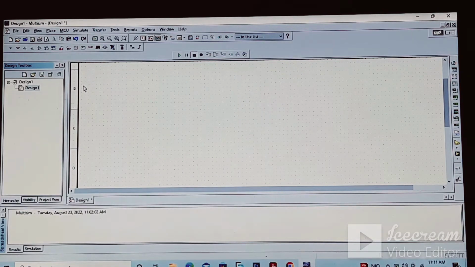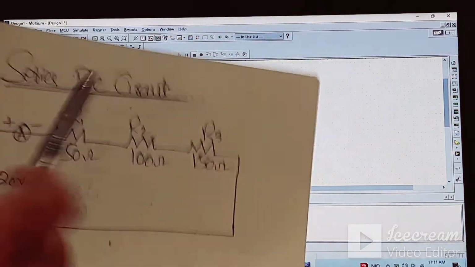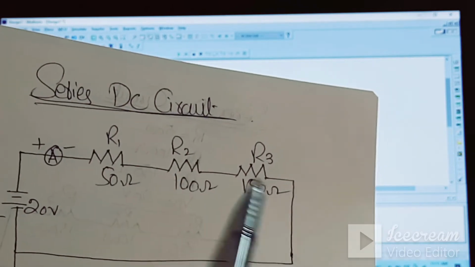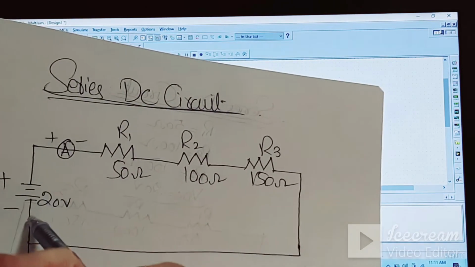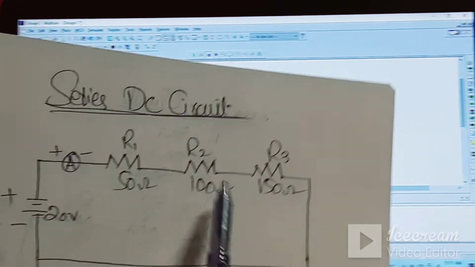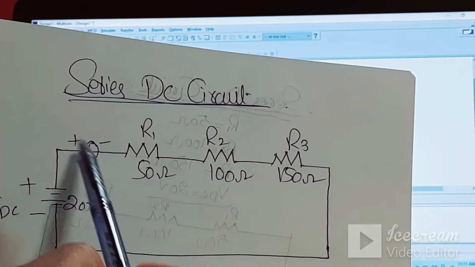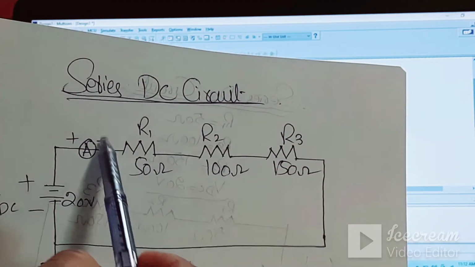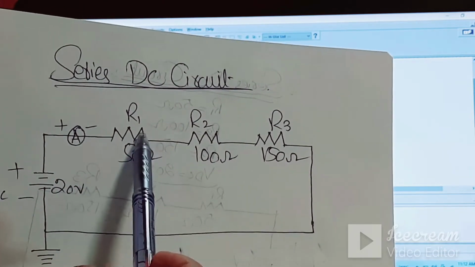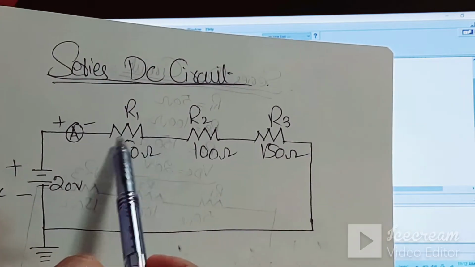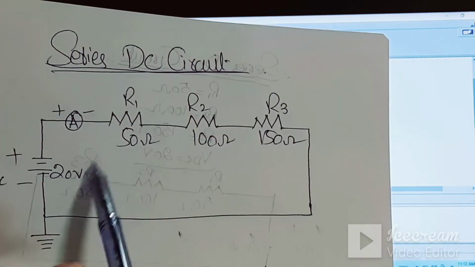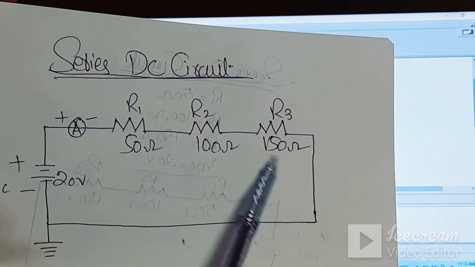So first of all, see this electrical circuit. This is a simple series circuit in which 3 resistors are connected in series across this voltage source, which is the VDC 20 volts. Now we have to calculate or measure the amount of current with the help of this ammeter, and also measure the voltage across each resistor, because in a series circuit the current throughout the circuit is the same and the voltage across each individual resistor is different.